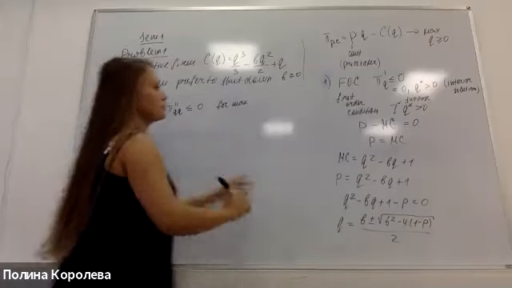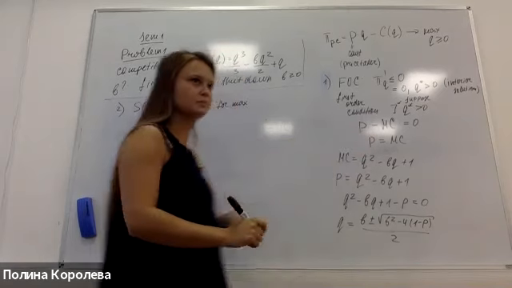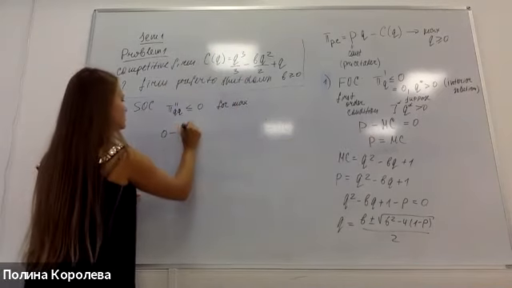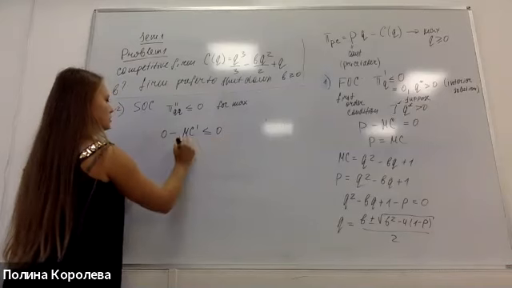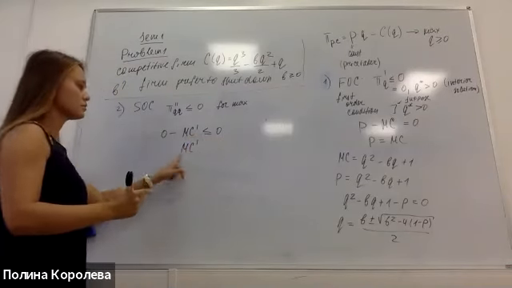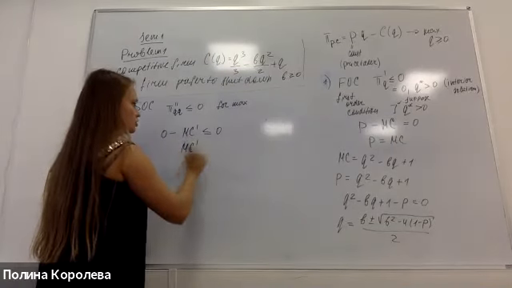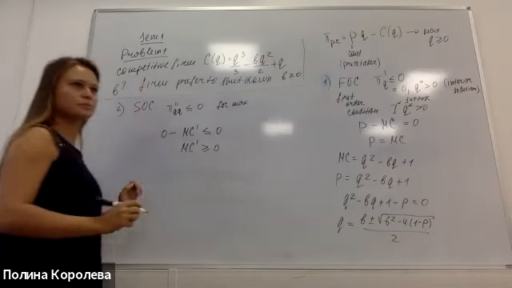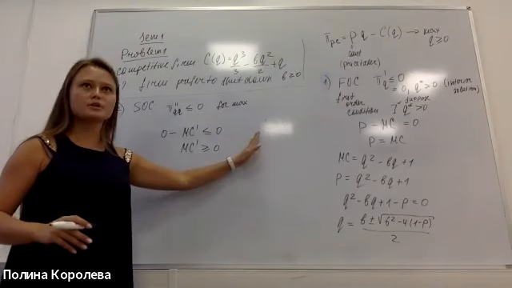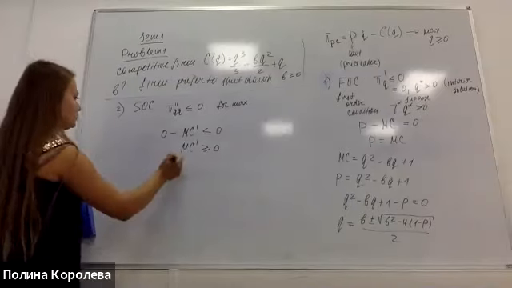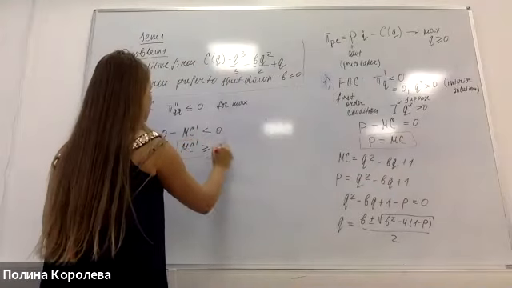Okay, let's take our second derivative. The derivative of a constant is 0. 0 minus MC prime should be less or equal to 0. The derivative of marginal cost is the slope of the marginal cost function. The slope of marginal cost should be greater or equal to 0. So we work on the upward sloping part of marginal cost. This was the first order condition. This is the second order condition.